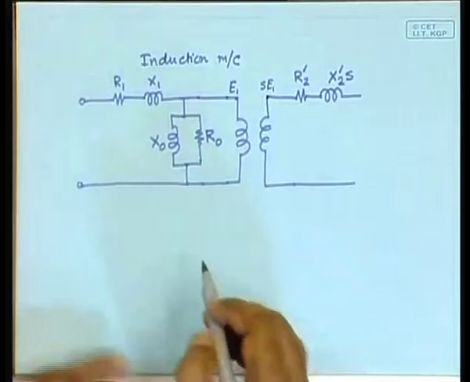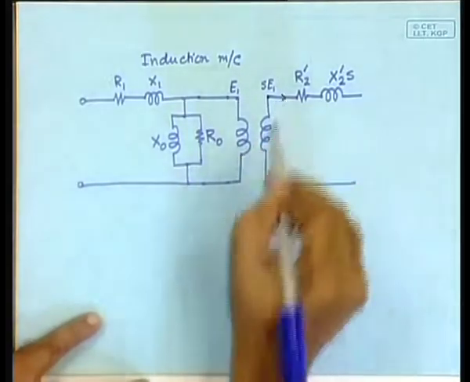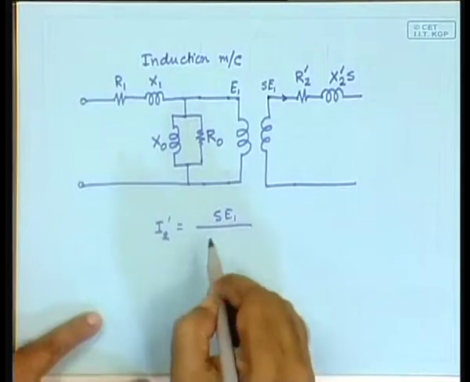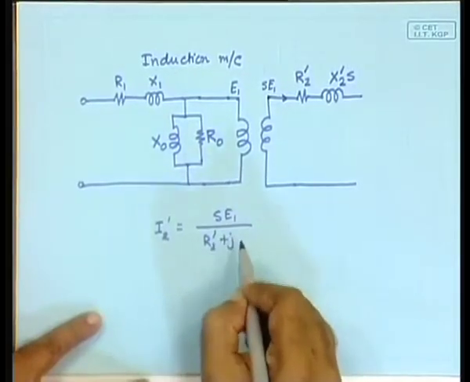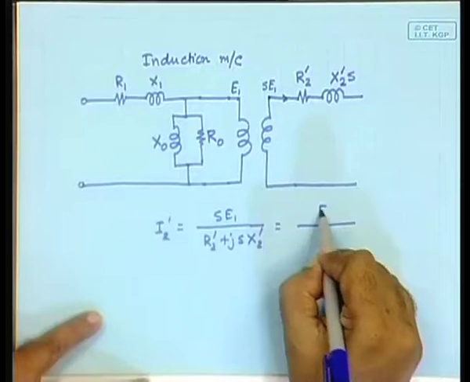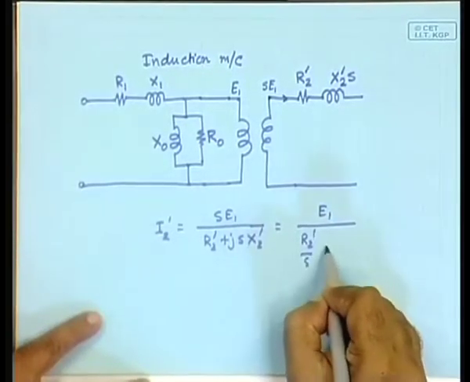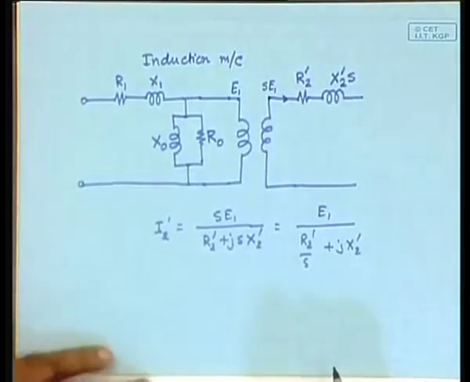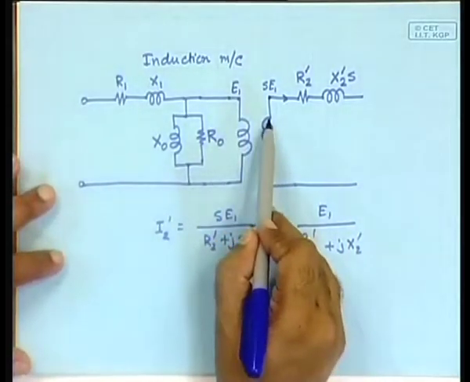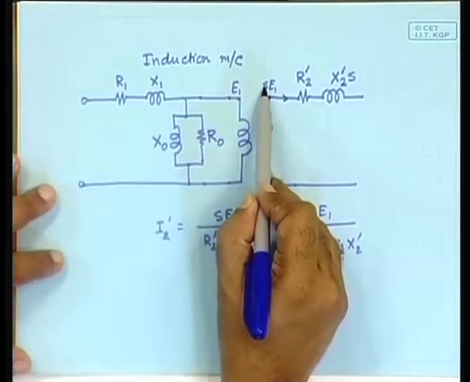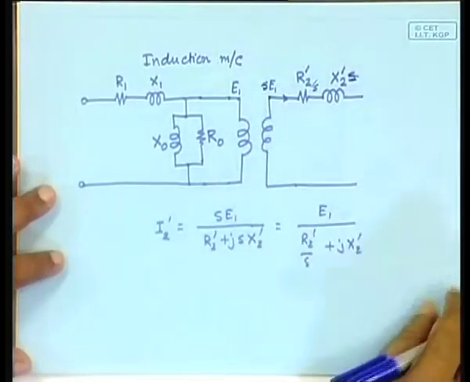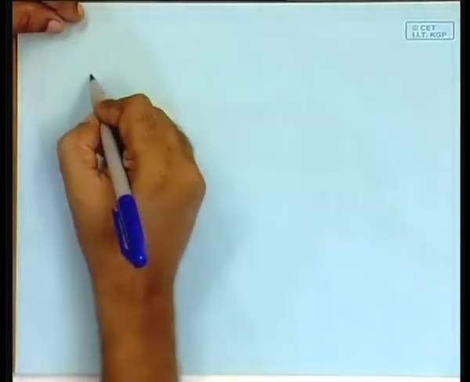And then we said that if this is the current, then the current I2 prime will be SE1 divided by R2 prime plus J S X2 prime, and this is the same as E1 by R2 prime by S plus J X2 prime. Since these are the same, we can say then that we will eliminate this transformer by dropping this, and in that case this will have to be divided by S, and this drops.